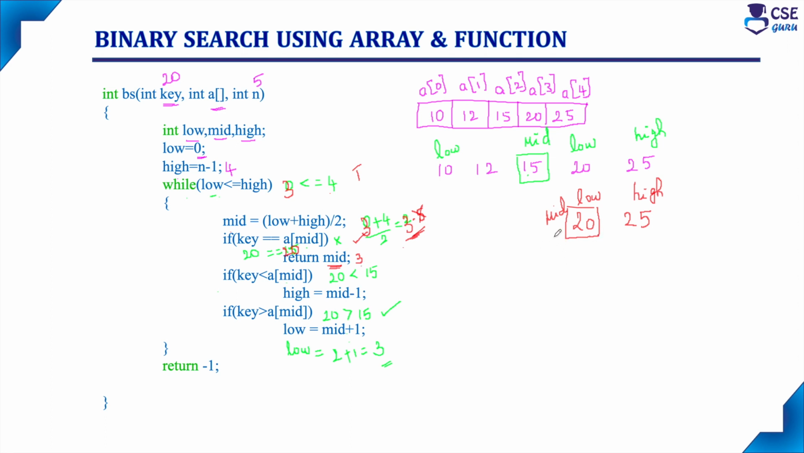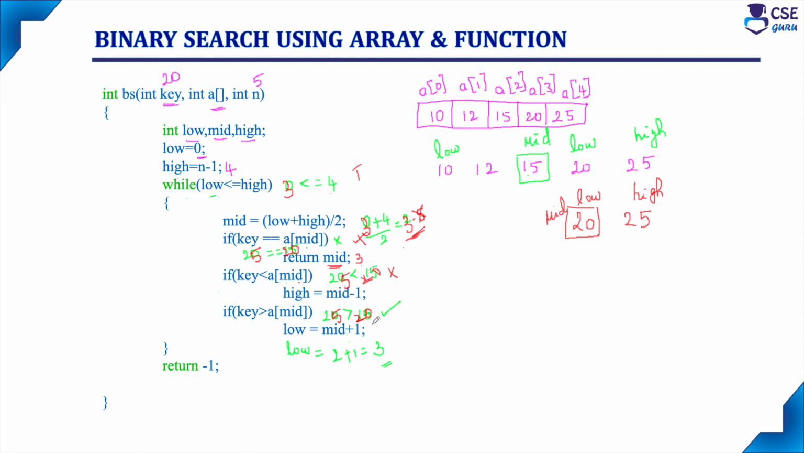Okay. Suppose the key element is 25, what will happen? This is the mid value. This condition fails. Check if the key element is less than A of mid: key element 25 is less than A of mid, which is 20. The condition fails. Next, it will check with the next if statement: if the key element is greater than A of mid. Yes, 25 is greater than 20.